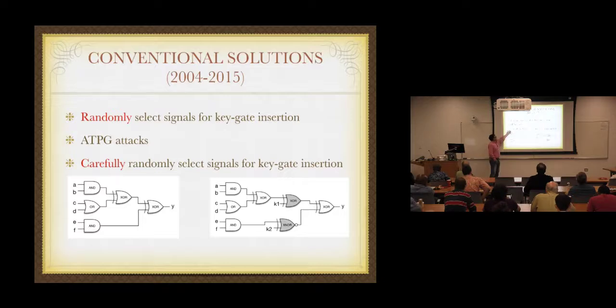And then later they say, in addition to randomly selecting the internal signal, you need to do that more carefully. Generally speaking, all the approaches are in this fashion: carefully, randomly select some signal and then insert the key gate.